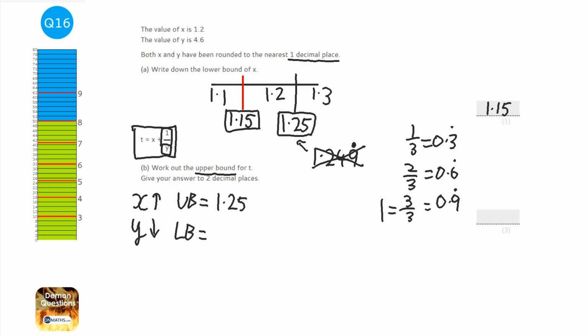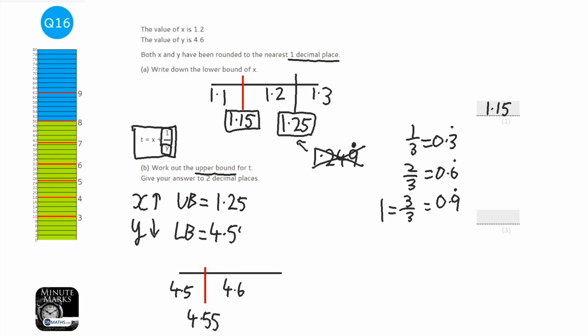So we need to do a little number line to get the lower bound of y. So it's 4.6, so the next one down would be 4.5. So the cutoff point is going to be halfway, which is going to be 4.55. So that's going to be our lower bound, 4.55.